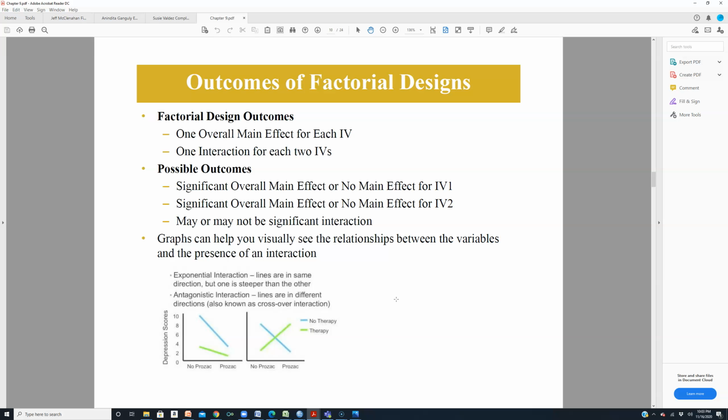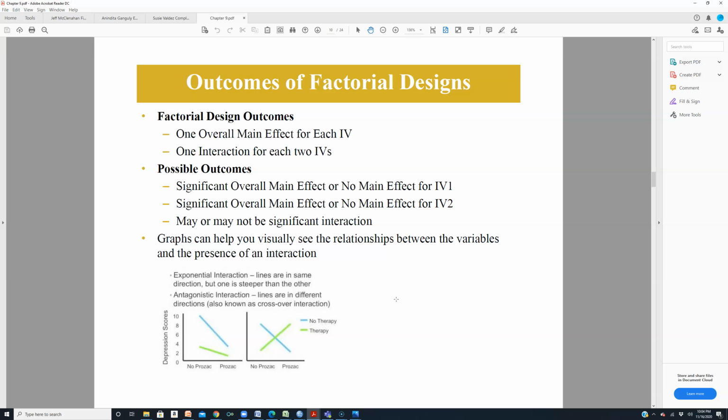So what that means is my possible research questions and my possible outcomes become exponential. Because I have one research question for every single IV for the main effect, and every single interaction has its own research question. So I want to look for, is there a significant main effect of IV1? Is there a significant main effect for IV2? And is there an interaction? Interestingly enough, you can have all 3 insignificant, you can have all 3 significant, you can have 1 significant and the other 2 insignificant, and any combination thereof.